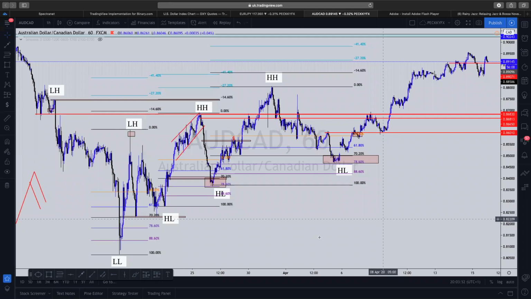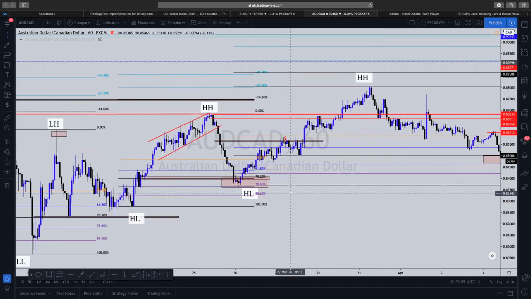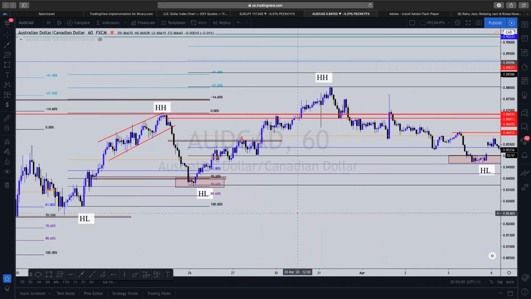Okay. I use my fibs now for entries. Fib is just a math tool. I use fibs for entry. I don't even wait for candlestick pattern. I just use fibs and I just enter the market and boom, I'm in profit.